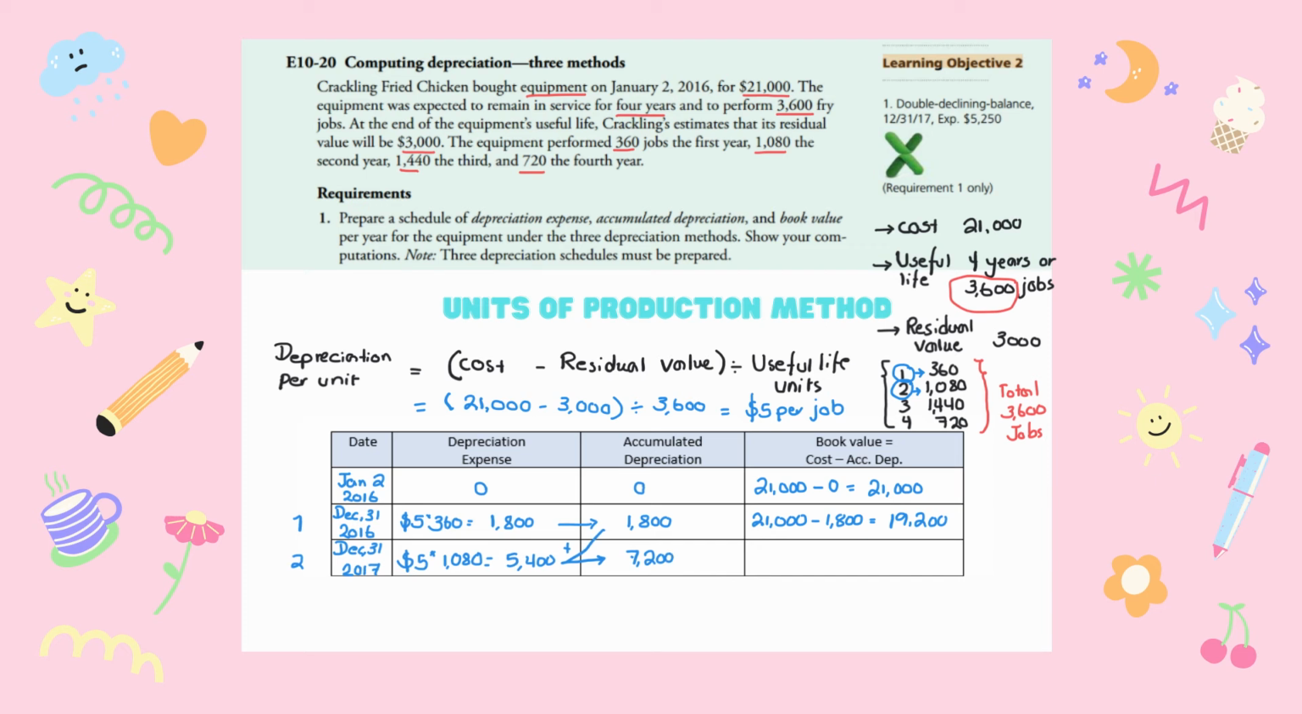Now for the book value, it's 21,000, which is the cost, less the accumulated, which is 7,200. It's gonna be 13,800. Okay, so again, if you continue until the fourth year, you need to get residual value of 3,000 as your book value at the end of the useful life.